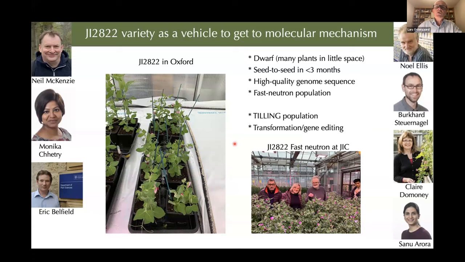We have a very high quality genome sequence of this variety. And we also have what is called a fast neutron population. That's a mutant population where certain parts of the genome have been deleted. So we can see and follow the effect of deleting specific genes. We are then developing in Oxford what we call a TILLING population, which is also a mutant population where we can look for mutations in specific genes. And as I mentioned, we are setting up transformation and gene editing.